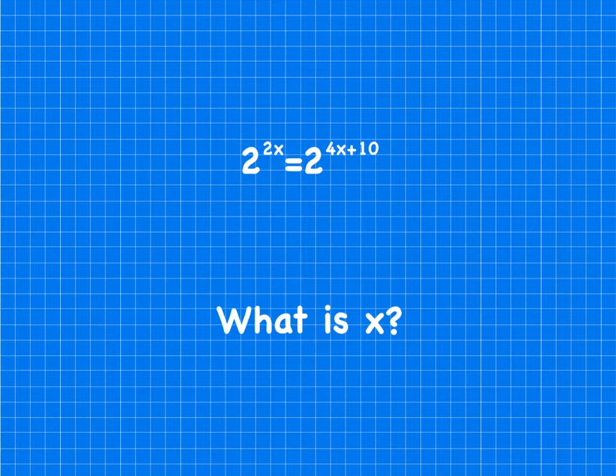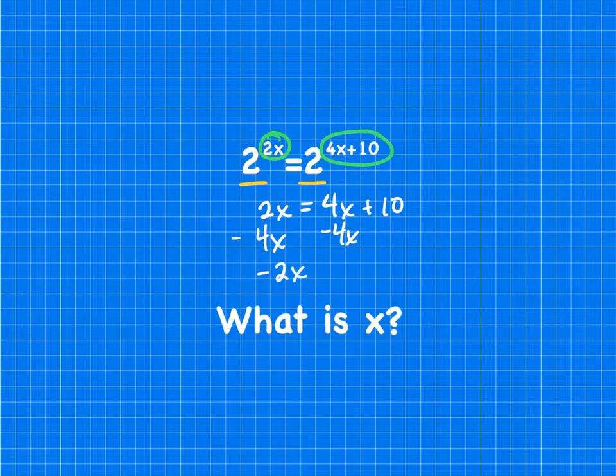As I move forward, same thing I'm going to check for is having the same base. So then I can set my exponents equal to each other and just set it up as a linear equation. 2x equals, whoops, not 2x, sorry, 4x plus 10. Subtract 4x, so I've got negative 2x equals 10, divide by negative 2, and I have x equals negative 5.